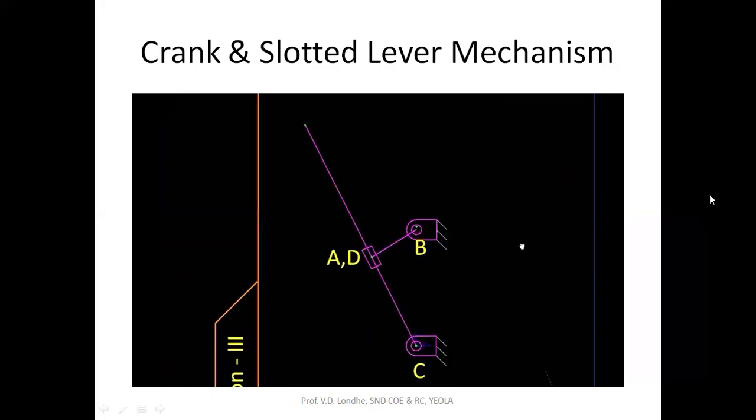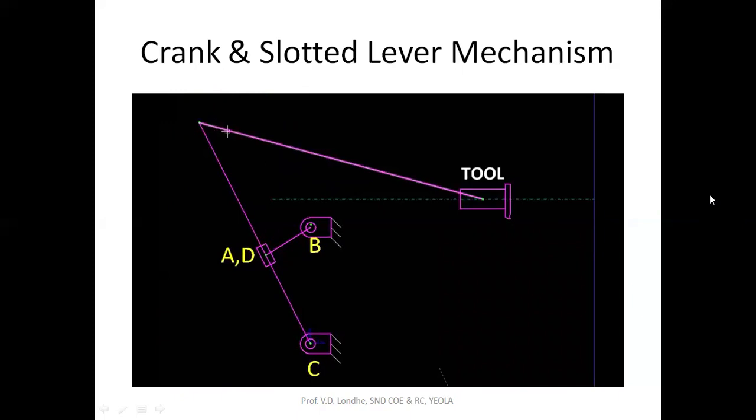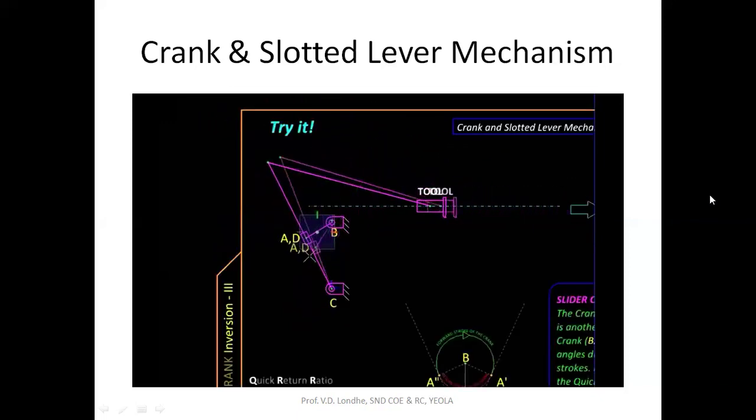Next, we are going to make this mechanism a little more useful by adding a few links like this. So here we have added a link. At the end of it, we have fixed a tool, which is constrained to reciprocate along this horizontal path. Now, as the mechanism moves, the tool goes back and forth. So it reciprocates. And like inversion number 2, we can get a quick return characteristic over here.